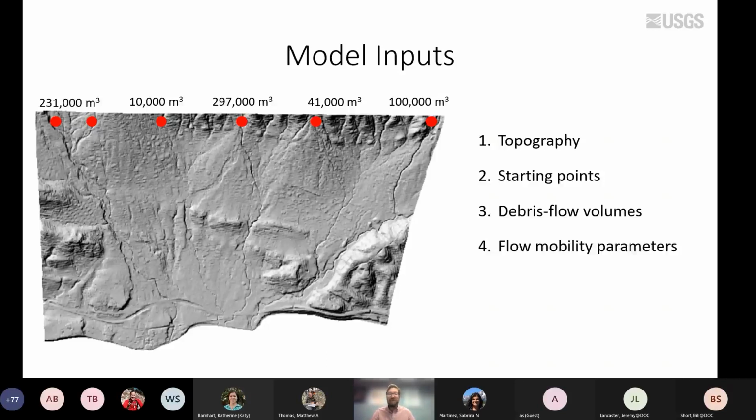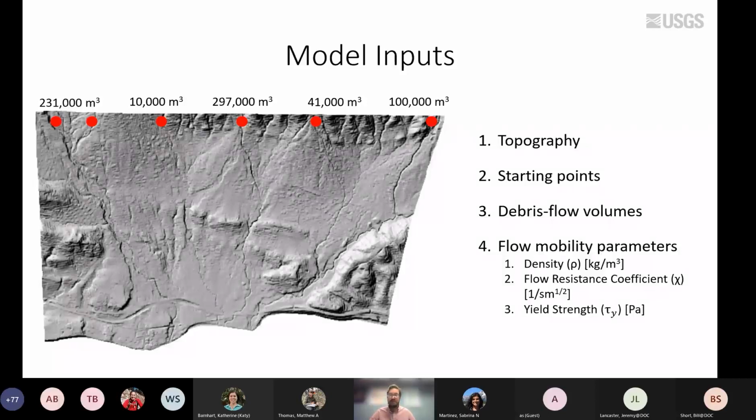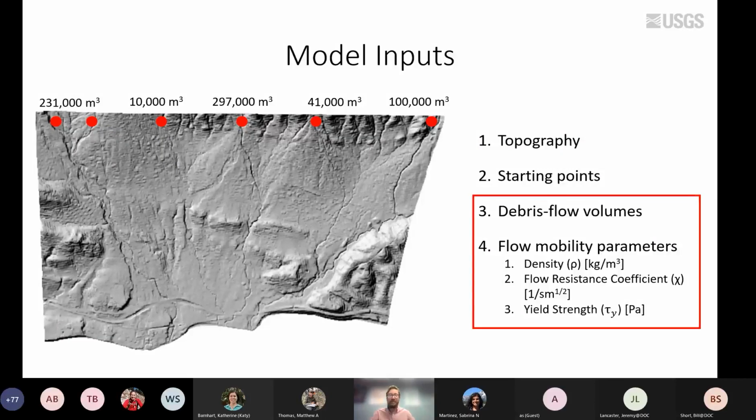And then finally, you need to define values for 3 flow mobility parameters: the density of the flow, the resistance coefficient, which is a viscosity-like term introduced in Rickenman, who derived the empirical relationships, and then the yield strength. So these 3 values influence how the flow acts. For example, yield strength plays a big role in flow mobility. Like I mentioned earlier, the yield strength is used for a stopping criteria. So the higher yield strength you have, the higher the shear stress at the base of the flow needs to be to exceed that yield strength. So higher values for yield strength represent less mobile flows, while lower values, for example, represent more mobile flows. So these are the 4 values, and really only 3, like I'll get into in just a moment, that you need to prescribe to ProDF before running a simulation.